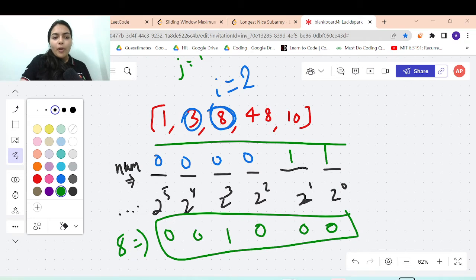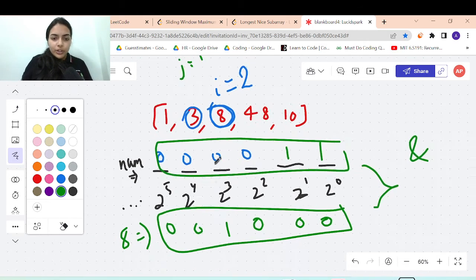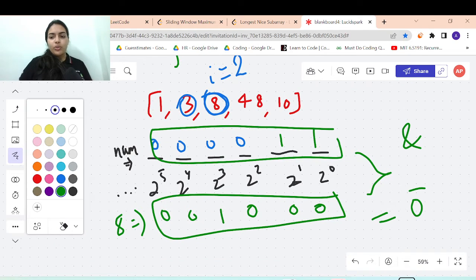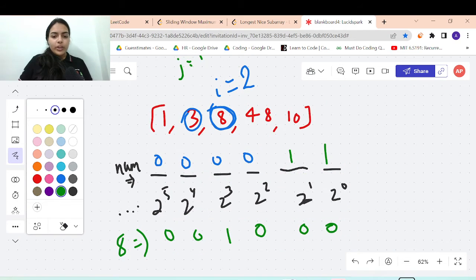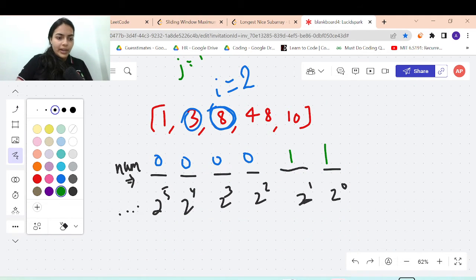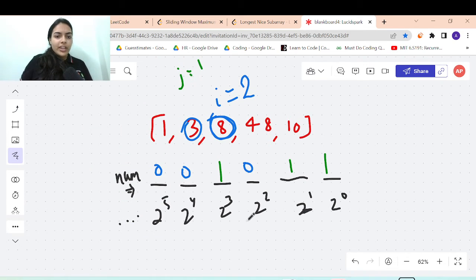Now 8 has no problem with num. We can just do AND of these two numbers and check. Now if you do the AND of these two numbers, it will be 0. Okay, it is 0 because see, here only the bit is set, and 1 and 0 will give 0, and all the other places also will give 0. Okay, no problem at all. So we can include 8. So if we include 8, we can set the bit here. That means we are including 8. Okay, include 8, and we can move forward.